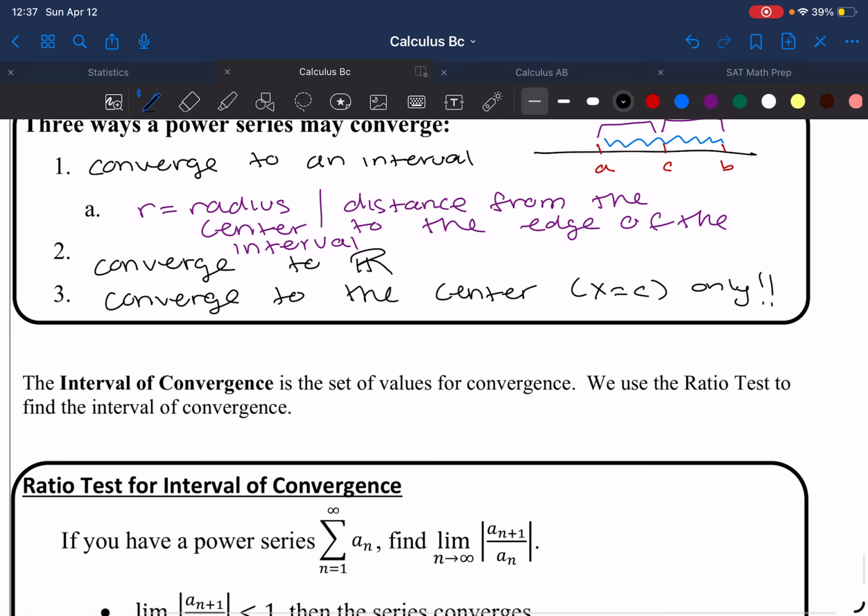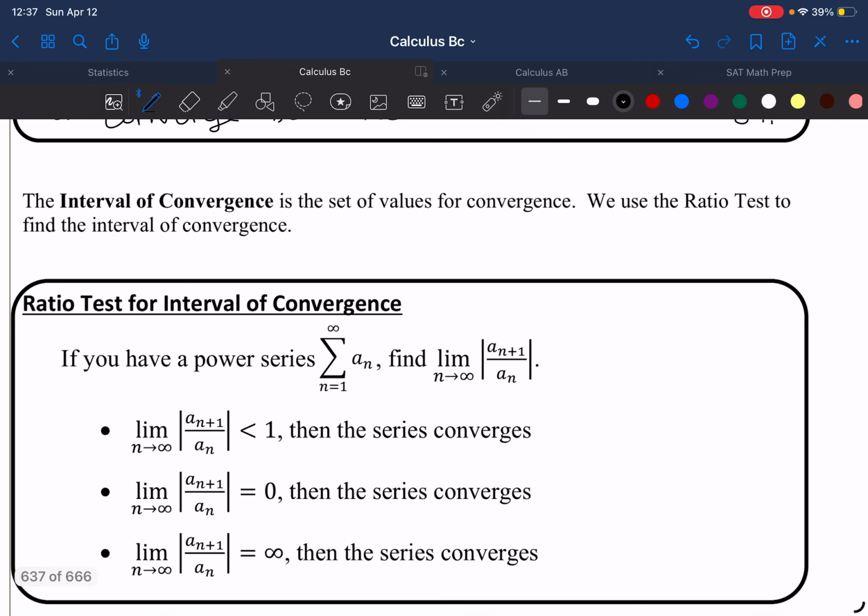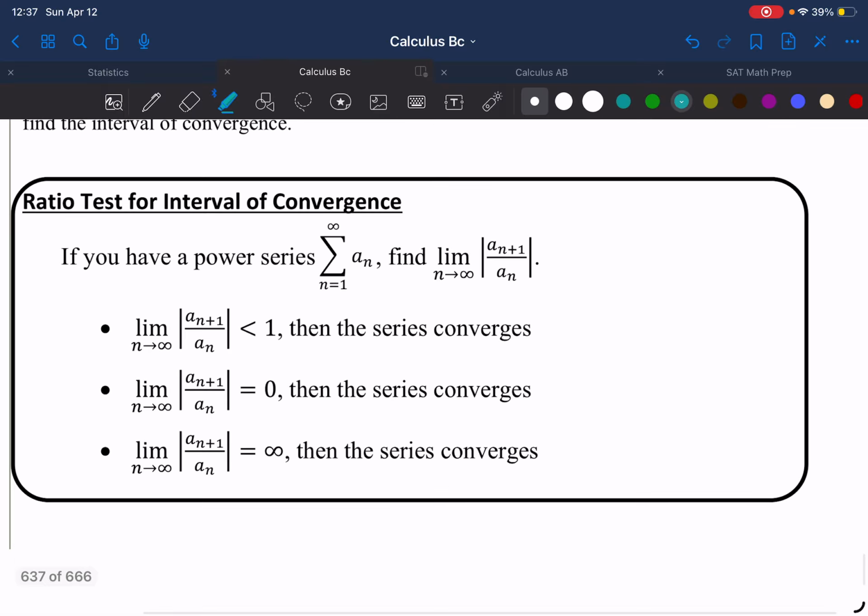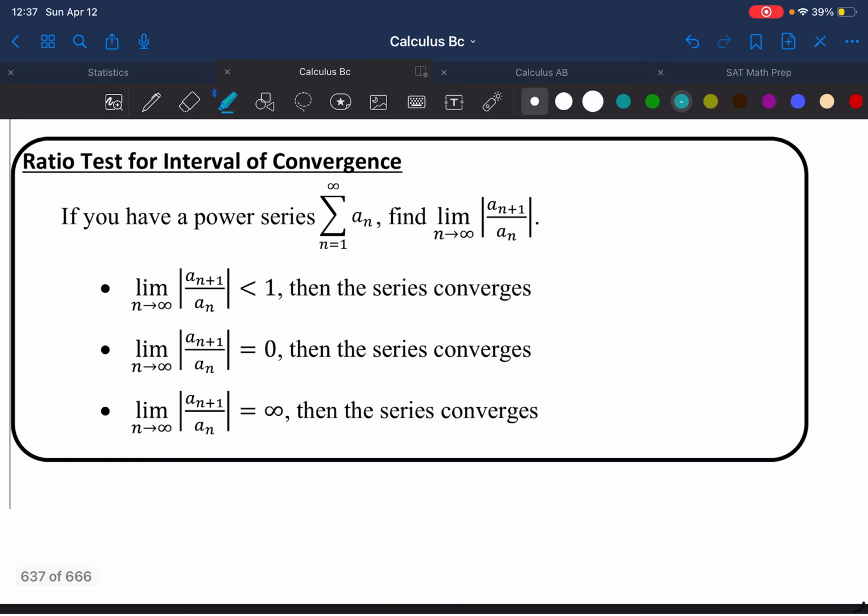So in order to find the interval of convergence, we need to use the ratio test. For the ratio test for interval of convergence, we have some different guidelines here. So the ratio test is still this part. It's still saying that we need to take the absolute value of the series, and make sure we do a ratio of a sub n plus 1 over a sub n. Well, if that limit is less than 0, this tells us that the series is going to converge to an interval.